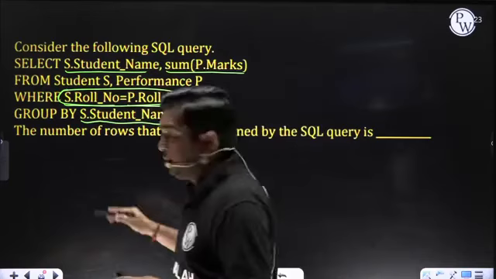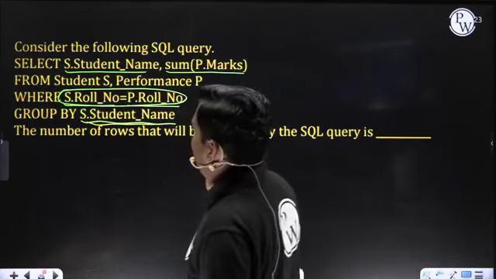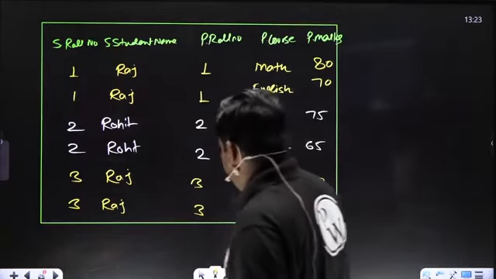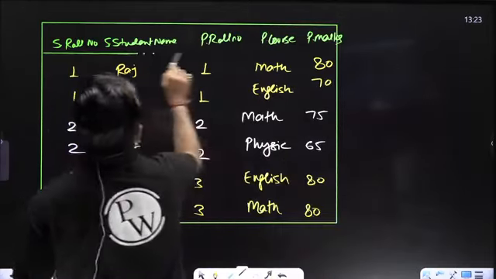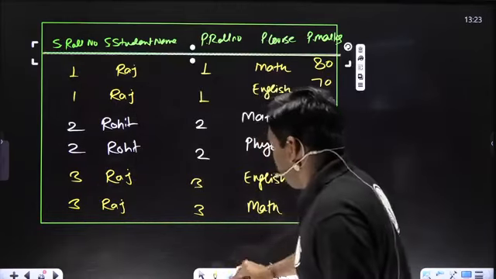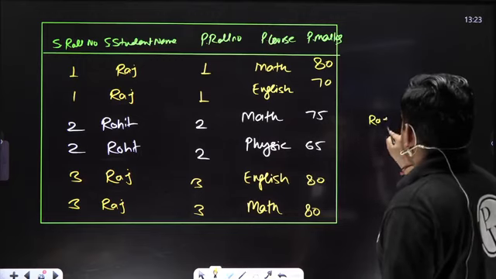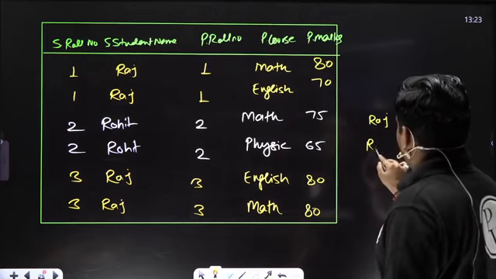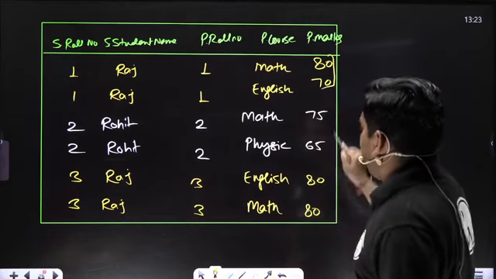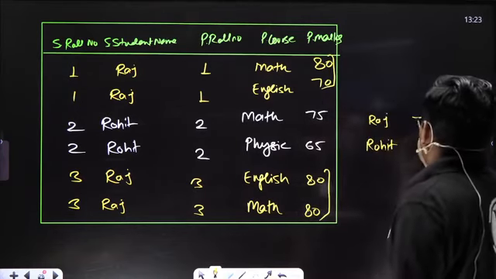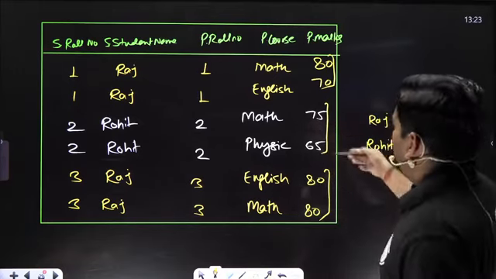Now what do we have to do? Group by student name and sum of P marks. You can see there are two names: first one is Raj and next one is Rohit. Raj has 150 and 160, so you will get 310, and for Rohit you are getting 140.